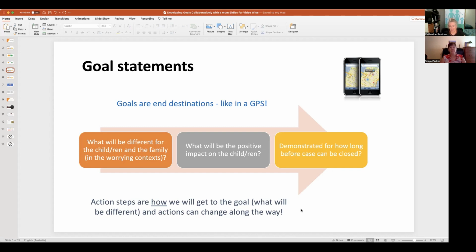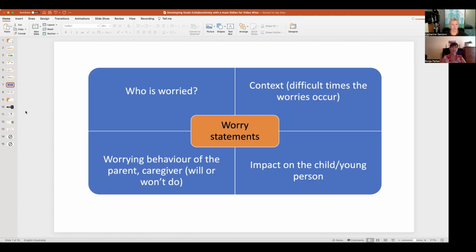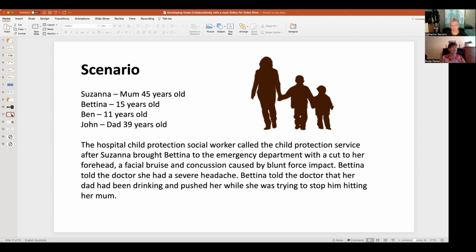But what happens with actions is sometimes we try different actions or ways of getting to the goal because it's not always a clear path. Sometimes it's backward and forward and round and round. And the goal stays the same, what the family want and what we want to see for the family to keep the children safe. So let's dive in. We're going to use the same scenario as we did before in the previous two videos, so it's consistent. So the scenario is Susanna, who's 45 years old.